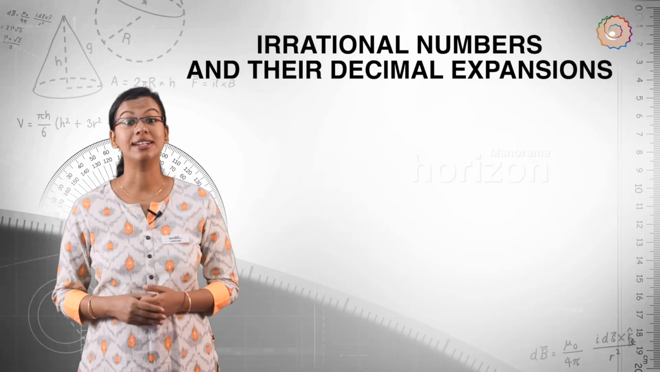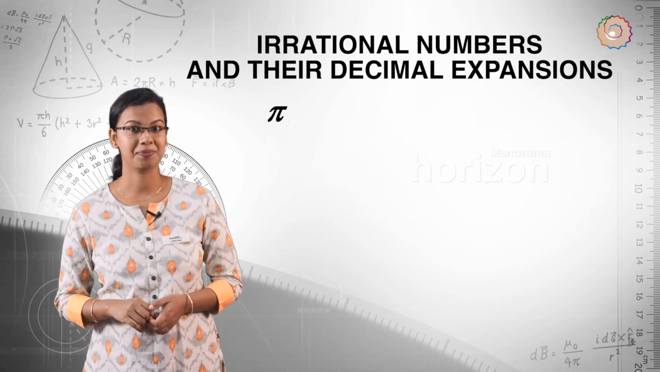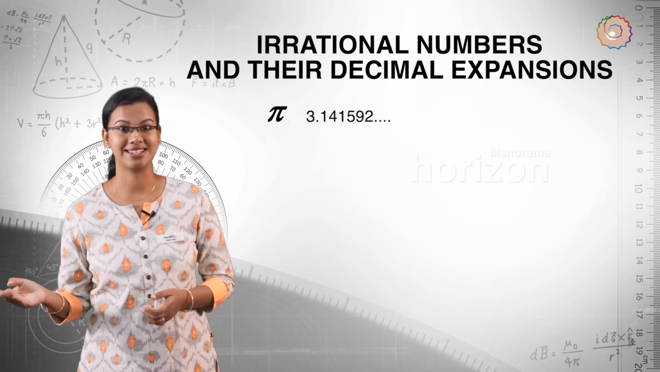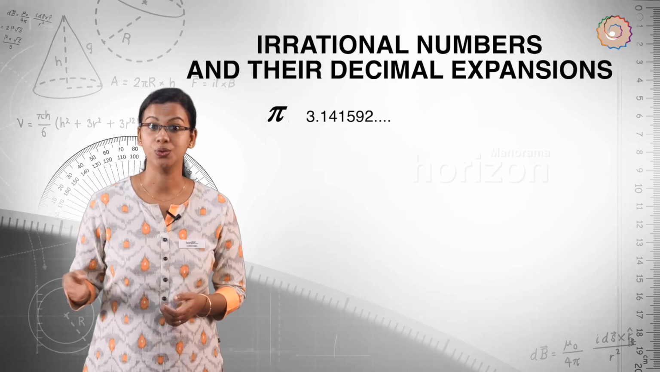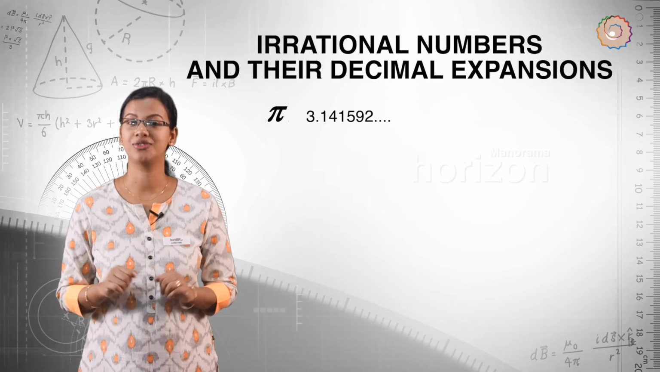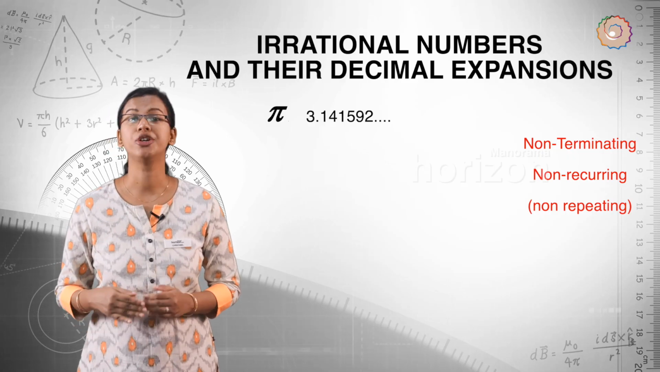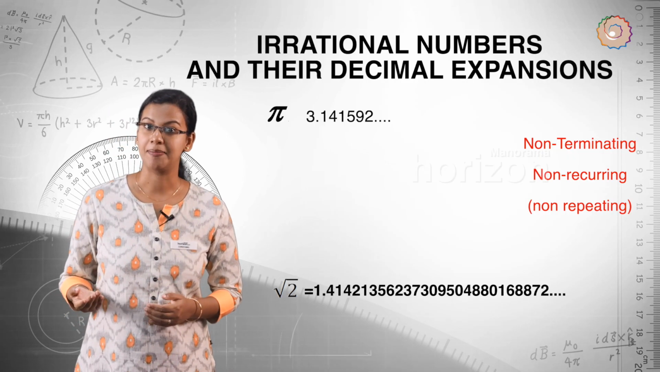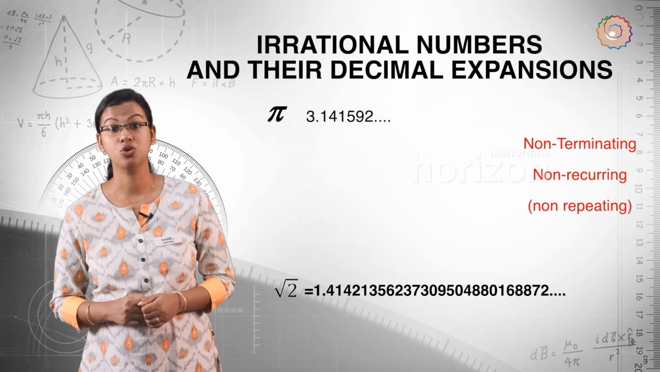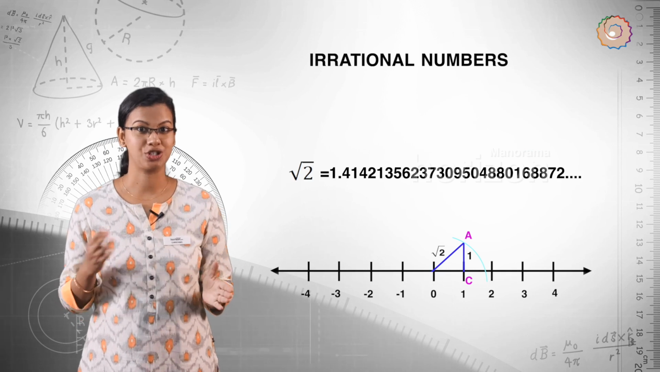Now let's find out the decimal expansion of irrational numbers. Let's consider the value of pi. Pi is equal to 3.141592 etc. and the digits continue after the decimal point. Also, there is no repeating pattern of digits. Such numbers are non-terminating, non-recurring or non-repeating numbers. Another example is root 2, which is equal to 1.41421 etc. Now we see that root 2 is between 1 and 2.